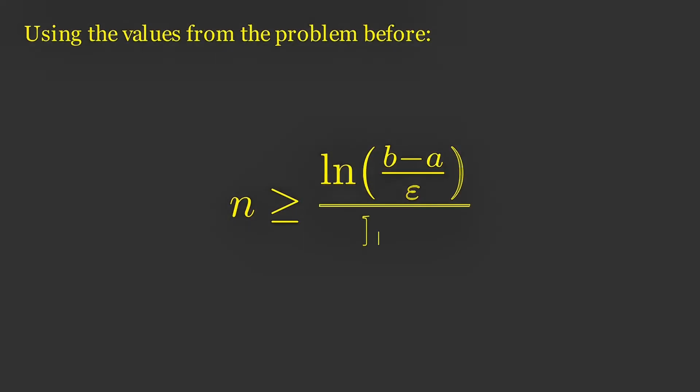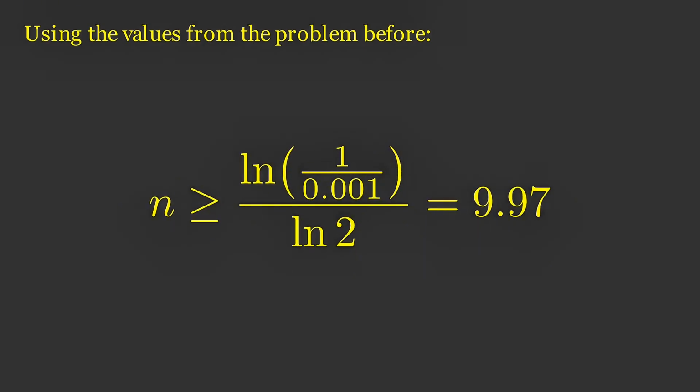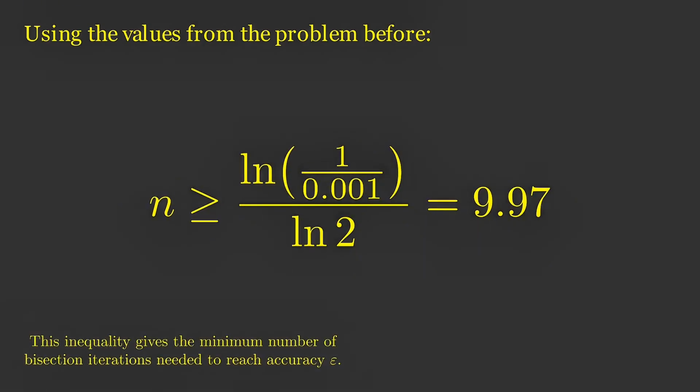Using the values from the problem earlier, we can input that a equals 1 and b equals 2, and for a fixed error tolerance of 0.001, we get the number of iterations required to achieve that is 9.97.